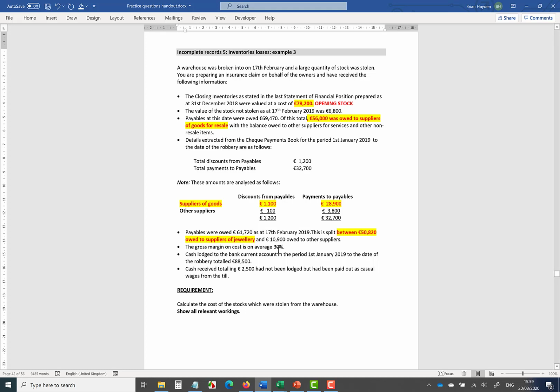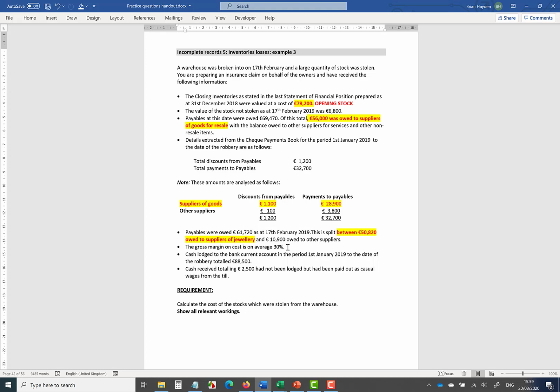Gross margin on cost is on average 30%. So if we buy something for €100, we add on 30%, 30 euros, to the cost to get the sales price. So gross margin divided by cost equals 30%.